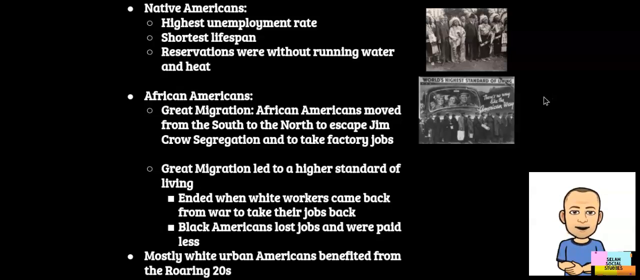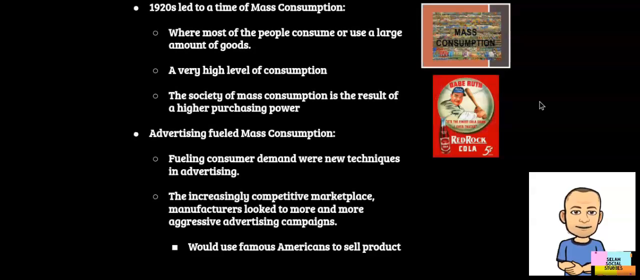So what about this growing economy in America? The 1920s was a decade of increasing conveniences for the middle class. Mass production, or the production of an abundance of products, made life easier for American people, which also helped boost the economy. The Roaring Twenties led to a growth of industries and a period of mass consumption. Mass consumption is when the average level of consumption is very high and people consume a large amount of goods. The booming economy created a higher purchasing power, which led to a society of mass consumption.